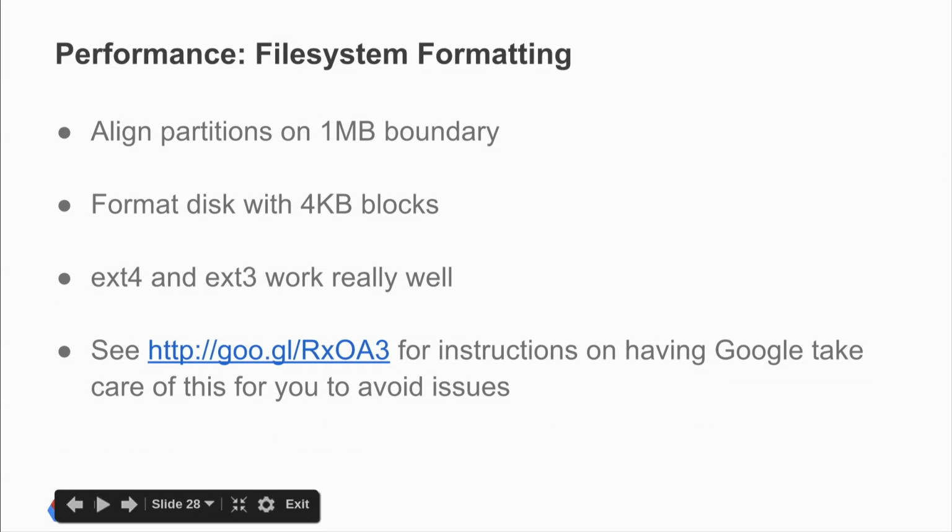So when we talk about file system formatting, I would recommend aligning partitions on a 1 megabyte boundary. It's the default setting for modern fdisk, for the latest versions of fdisk. I wouldn't recommend modifying that. I would recommend formatting the disks with 4 kilobyte blocks, use a journaling file system, and we provide instructions and utilities on how to do that correctly.